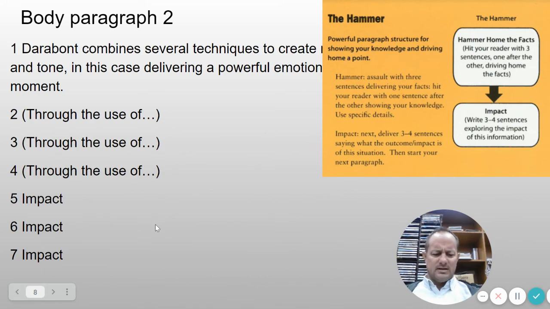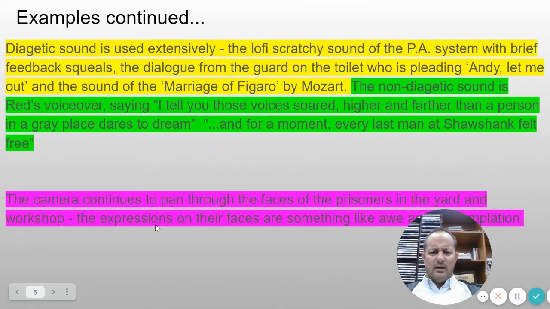And then we need to say something about the impact. Okay, the impact of Red's voiceover telling you those voices soared higher and farther than a person in a grey place dared to dream combines with the close-up shots of the prisoners' faces as it pans across them. They're looking surprised. They're looking in awe and contemplation. Okay, so there are some examples there that you're going to have to just combine for that sentence and for that paragraph type.